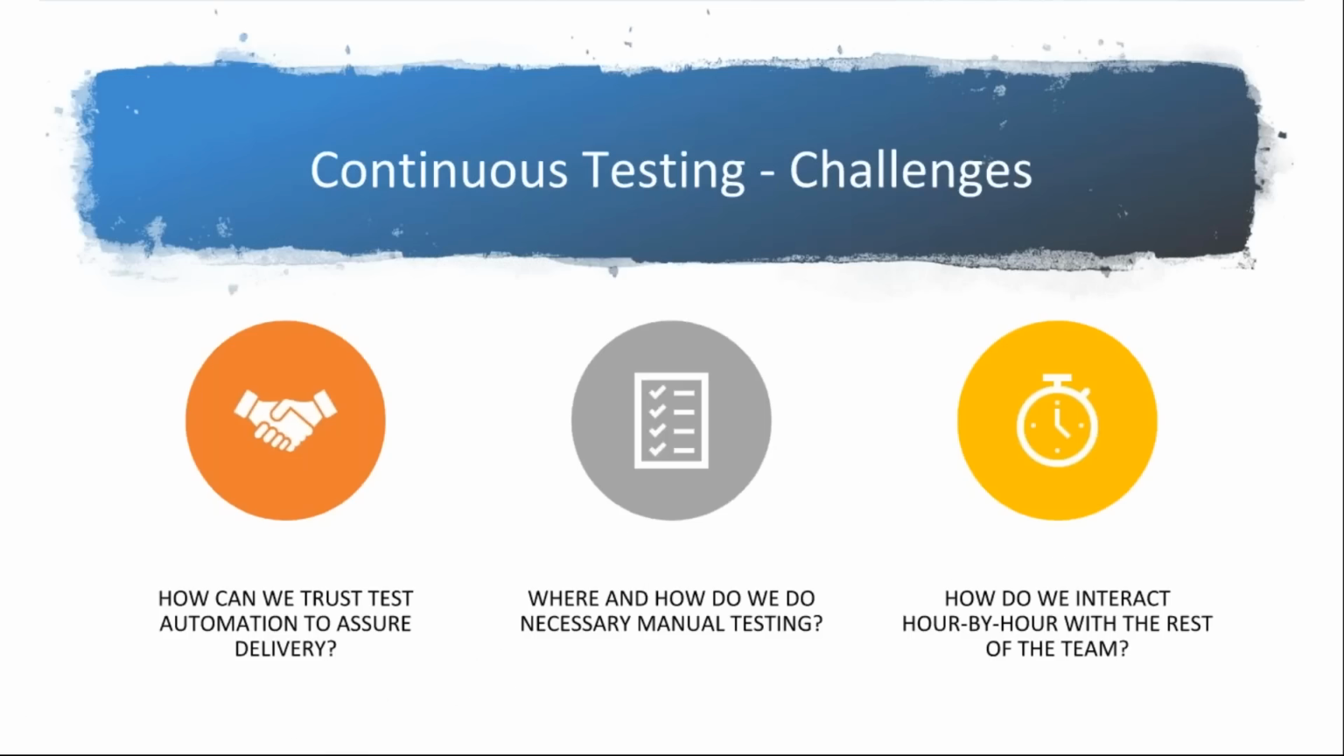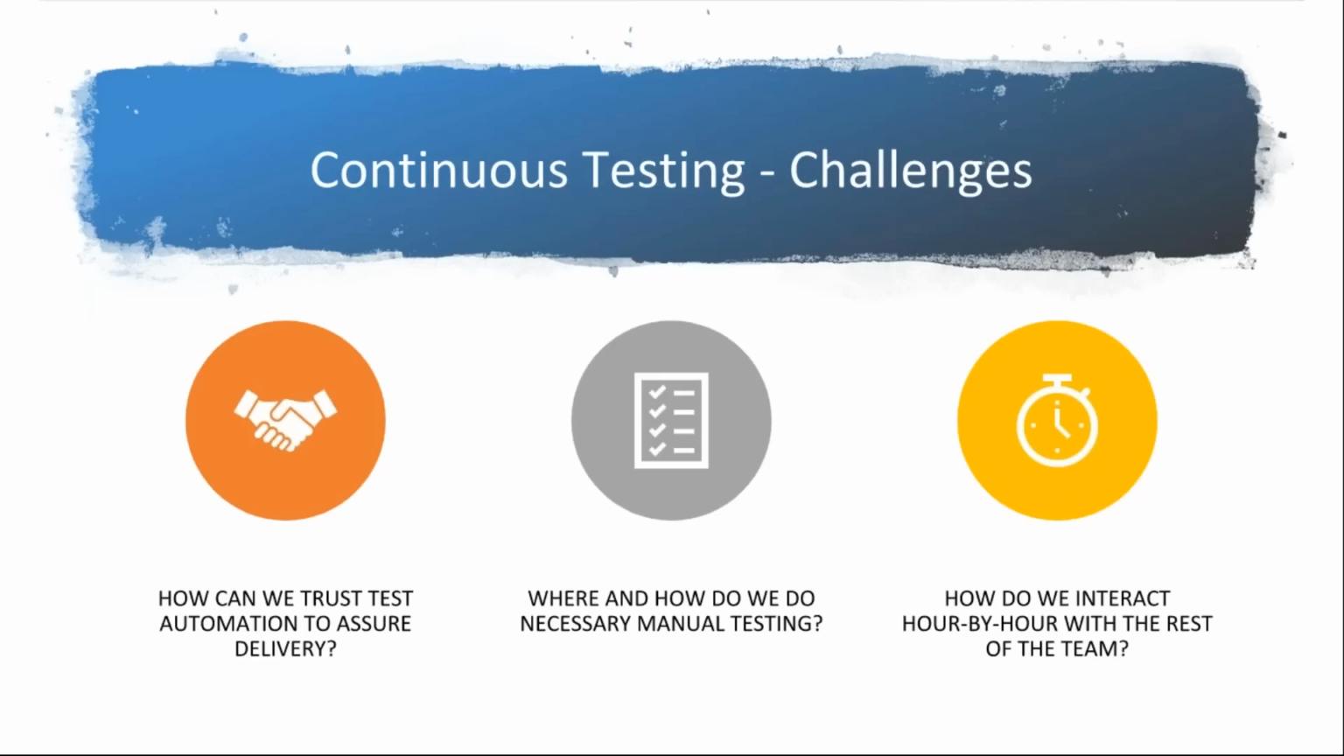So when we come to the tester's role, I think there are three main challenges, and this is how I would summarize the difficulty we have with testing in continuous delivery. The first one is, how can we trust test automation to assure delivery? How do we trust tools to do what testers used to do? Now, in fact, tools don't do what testers used to do. Execution is not the entirety of what testers do at all. But we still need to apply some trust to the automation that we are using.